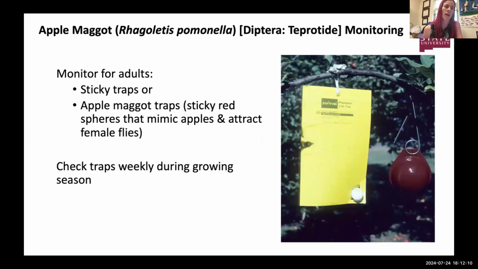You can also monitor for the adults. There are sticky traps, and there are also these apple maggot traps, which, the idea is that they mimic the apple and attract female flies. But both of these methods work for monitoring. And when you're monitoring for these flies, checking traps weekly during the growing season is important.